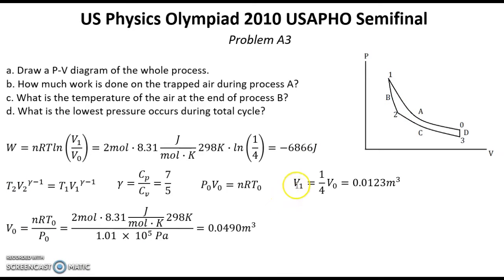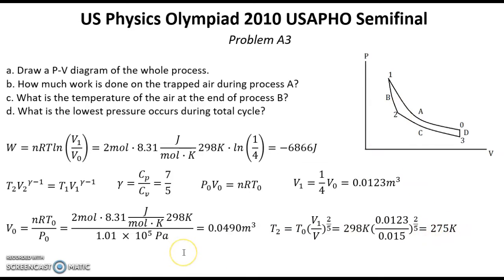Now we can find V1, that's 4 times less than V0, which is 0.0123 cubic meters. And after that we can find the temperature T2. That will be this expression. Here we already know T0, V1 and V. We can put in numbers, and finally the temperature in point 2 equals 275 kelvins. That was the answer for question C.